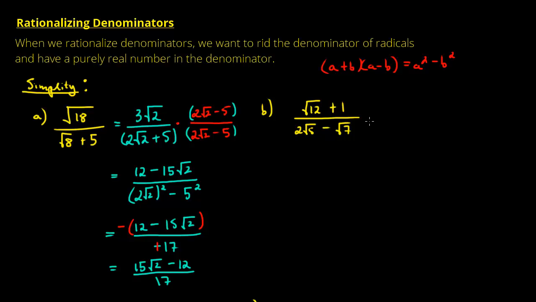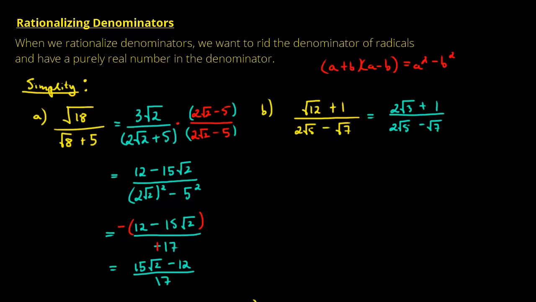Let's look at another example. Here we have root 12 plus 1 over 2 root 5 minus root 7. So again, we're going to try to simplify any radicals and then rationalize the denominator. So first off, let's rewrite this as, root 12 can be rewritten as 2 root 3 plus 1 over 2 root 5 minus the square root of 7.